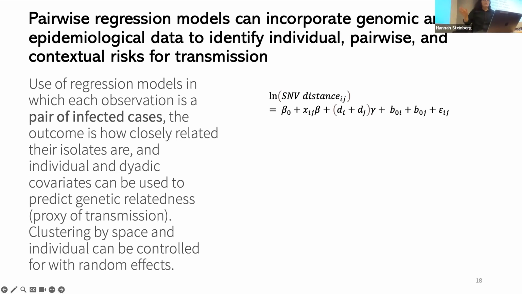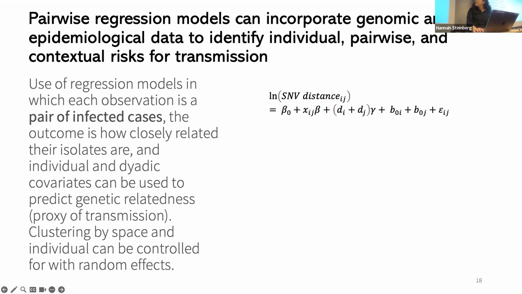So yeah, in this model, every observation is a pair of infected cases, and the outcome is how closely related the isolates are. And you can define that in a few different ways, which I'll go through. And then you can use individual, dyadic and contextual risk factors to predict genetic relatedness, which we're thinking of as a proxy of transmission.